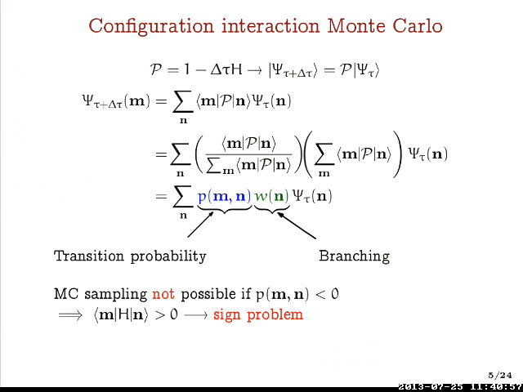You immediately notice that what I'm calling the transition probability can be negative. If the off-diagonal matrix elements of this Hamiltonian are positive, then this transition probability can be negative. And then it's not a probability at all. I cannot interpret it as a probability. I cannot do Monte Carlo. And that's basically the sign problem in this formalism. So yeah, that's a manifestation of the sign problem.